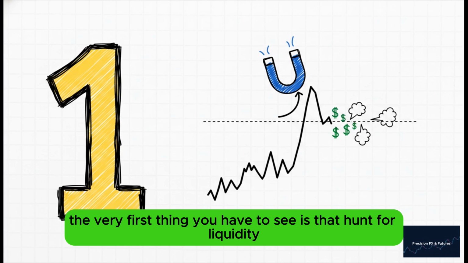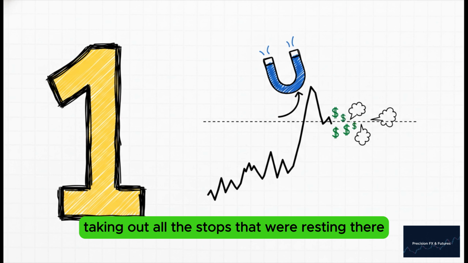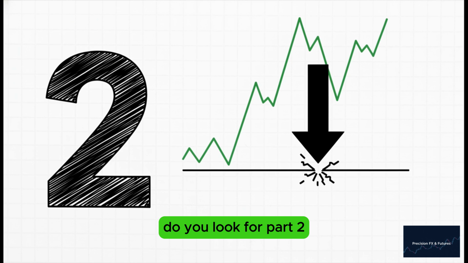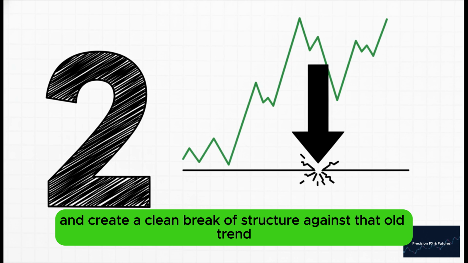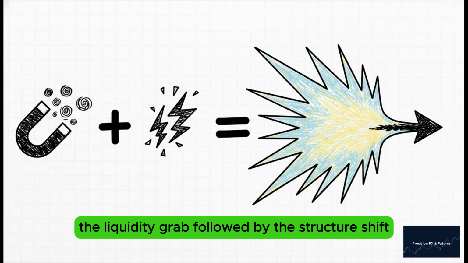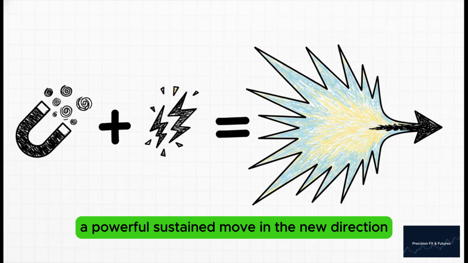The very first thing you have to see is that hunt for liquidity. Price sweeps a major high or a major low, taking out all the stops that were resting there. Then, and only after that liquidity has been grabbed, do you look for part two. Price has to move with conviction in the other direction and create a clean break of structure against that old trend. And once you get that 1-2 punch, the liquidity grab followed by the structure shift, the most likely thing to happen next is expansion, a powerful, sustained move in the new direction.